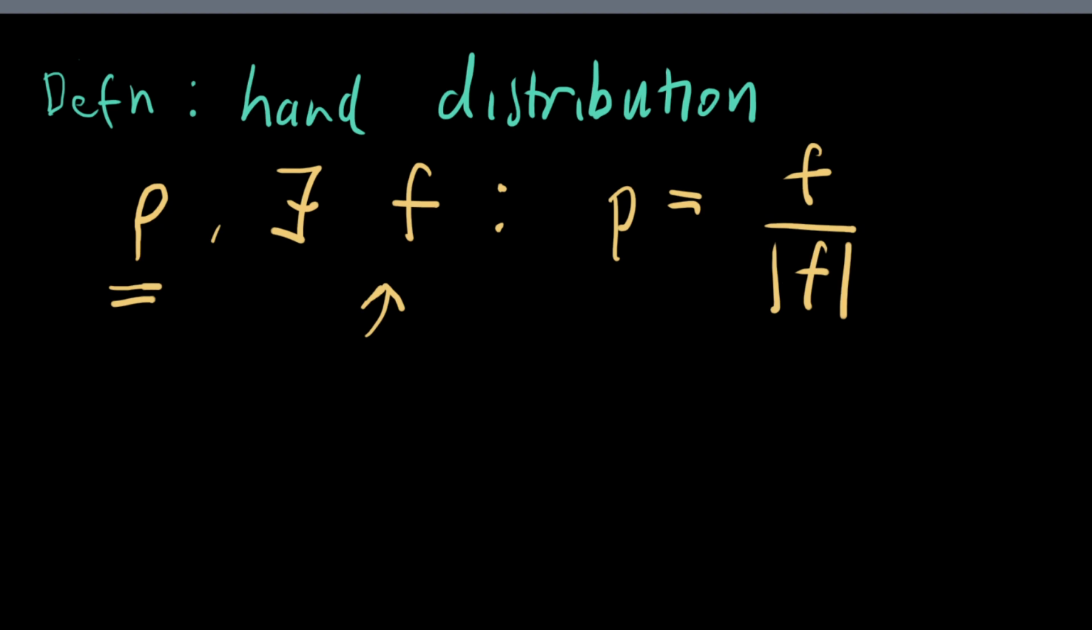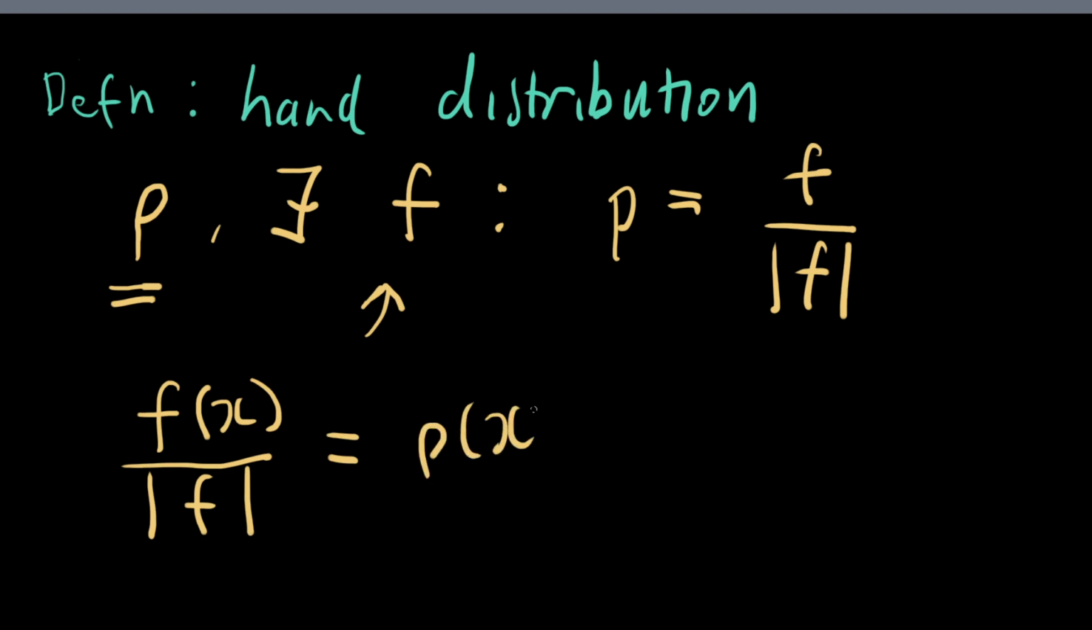Okay, so basically what this does is it takes the function f and then divides it by the number of combos. So f of x, and if we divide that by the size of f, this is going to give us all of our p of x, by definition. Okay, so as an example, let's use this color.